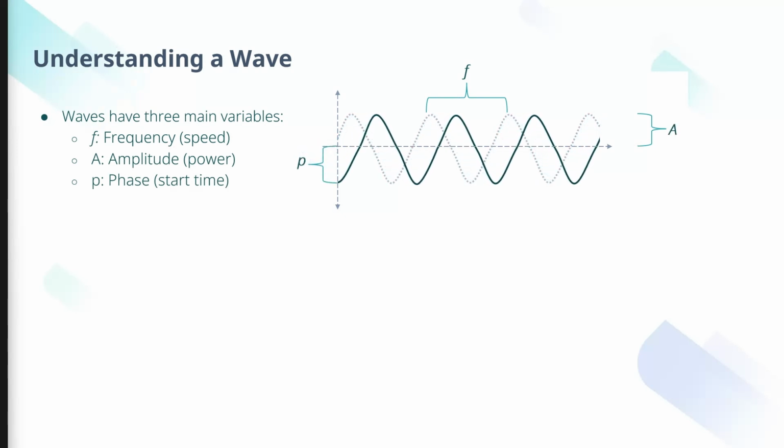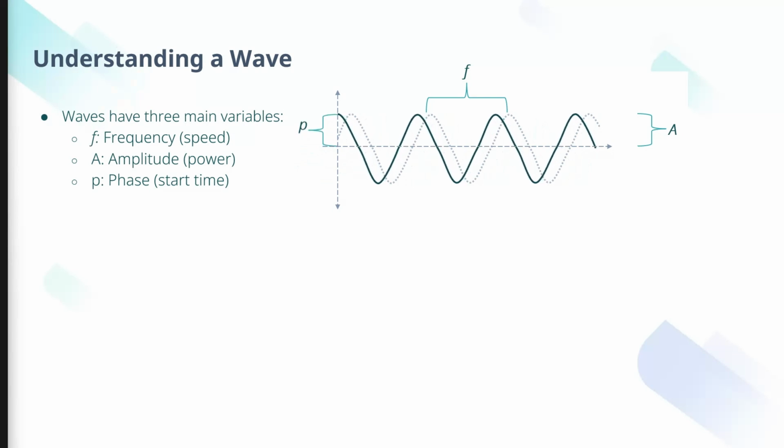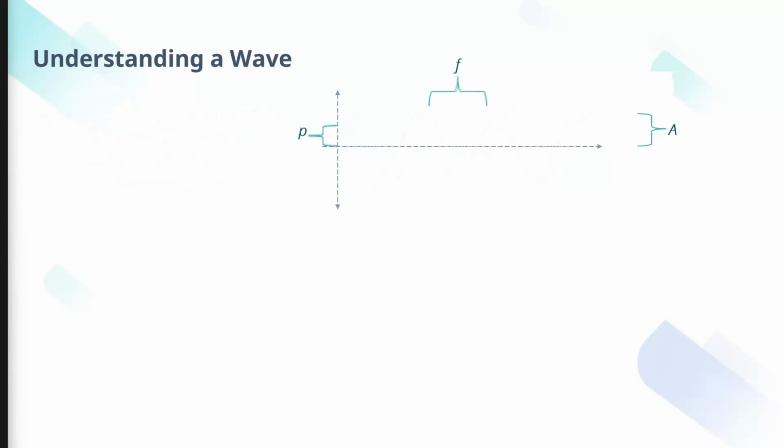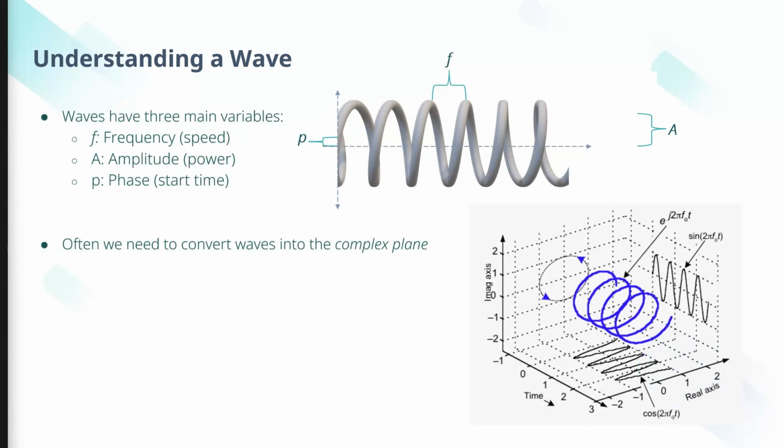As the frequency stays the same and the amplitude stays the same, you can see how the phase might actually shift. And that's what we're going to be using to measure, are these signals really in sync if they have similar phase? So in order to do this analysis, we need to convert our waves into the complex plane that you can see in the bottom right.